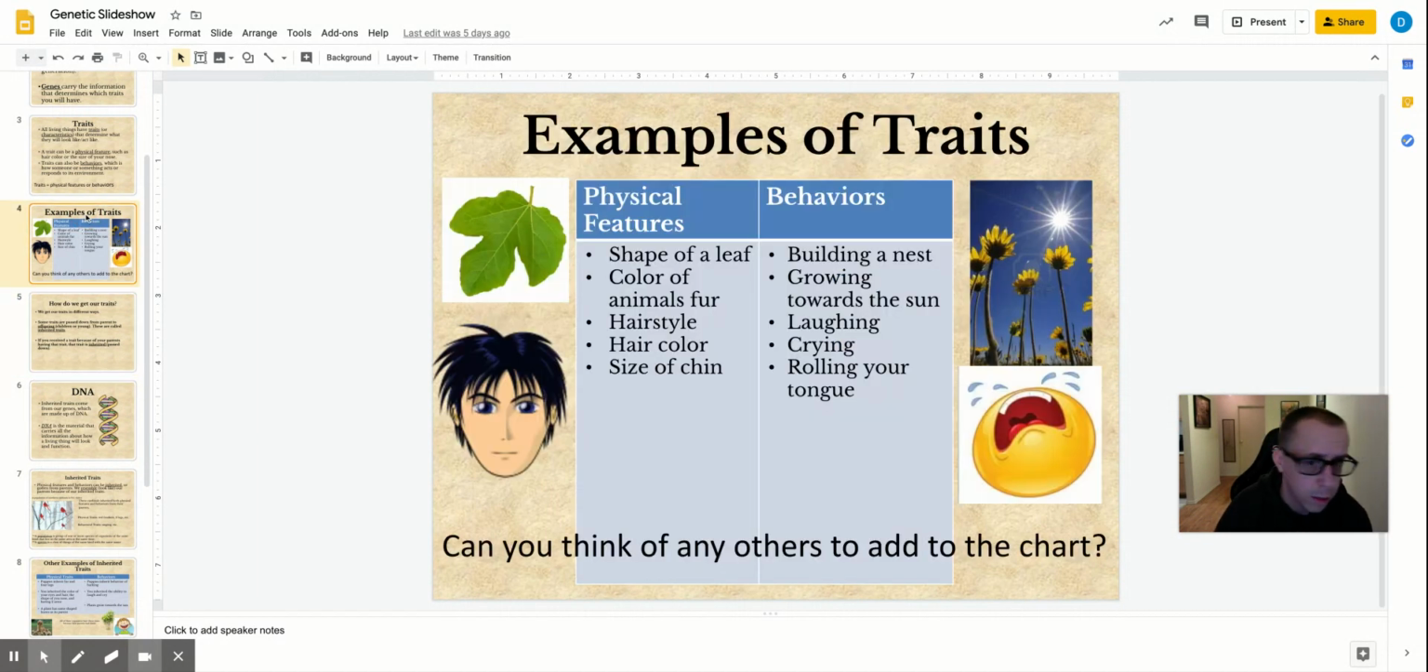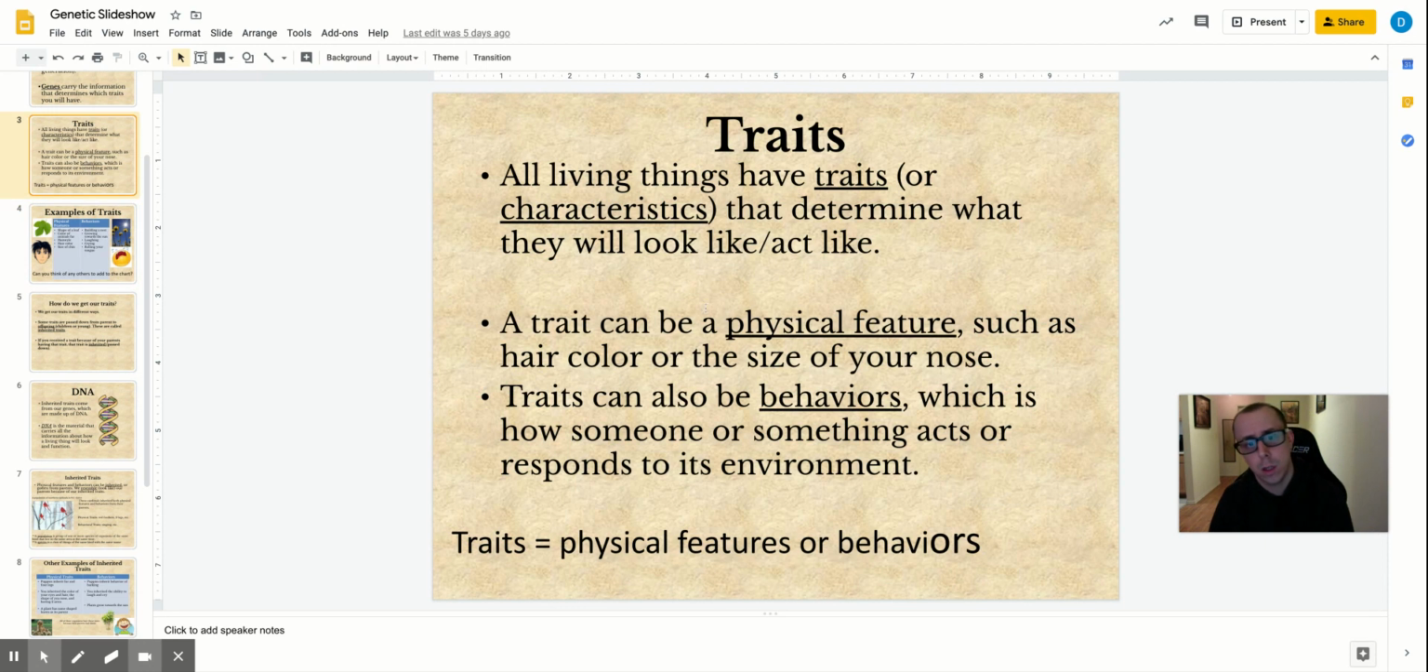Okay, we talked about different traits. Remember, traits are either physical features, the way we look, or the way we act as living things.